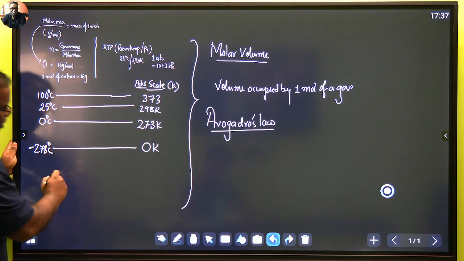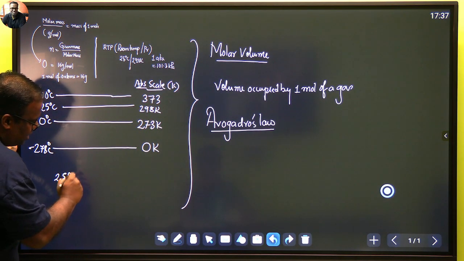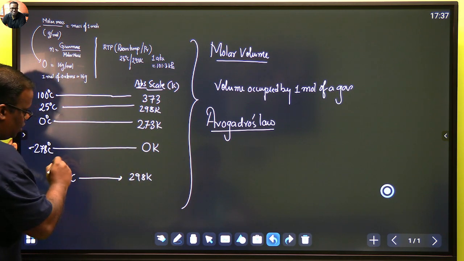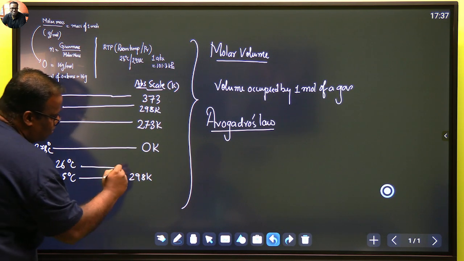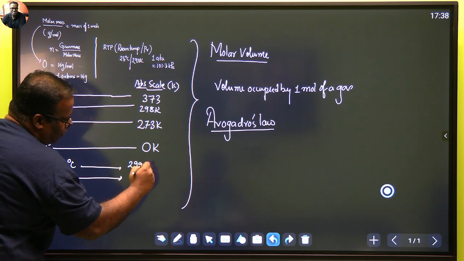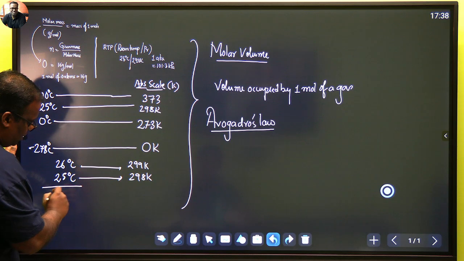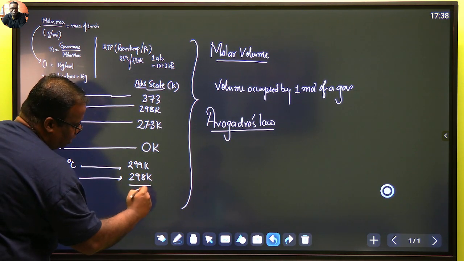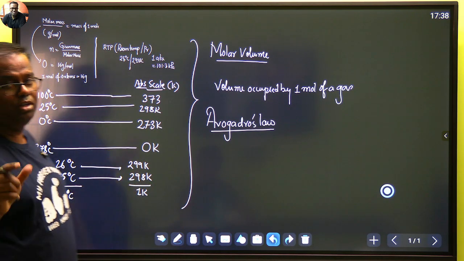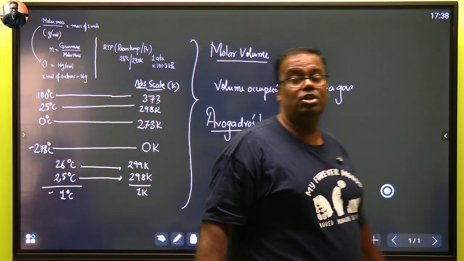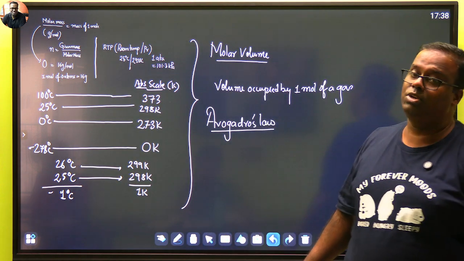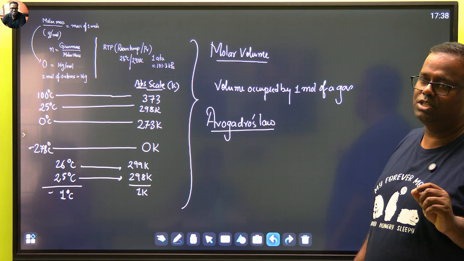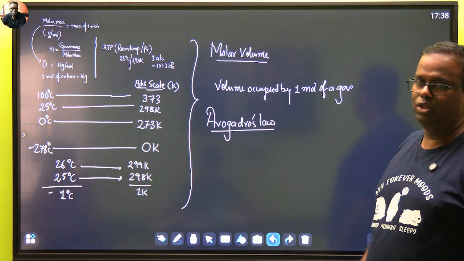Look at this. 25 degrees centigrade means how much? 298 Kelvin. 26 degrees Celsius means how much? 299 Kelvin. If you see the difference here, then the difference is 1 degree. The difference is 1 Kelvin. So if you are working on difference of two temperatures, you need not convert the unit. That's what it means. But if you are working directly on the temperature, then you have to convert the unit.